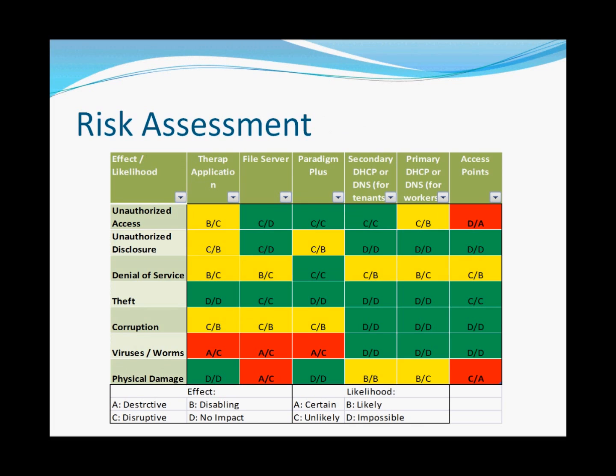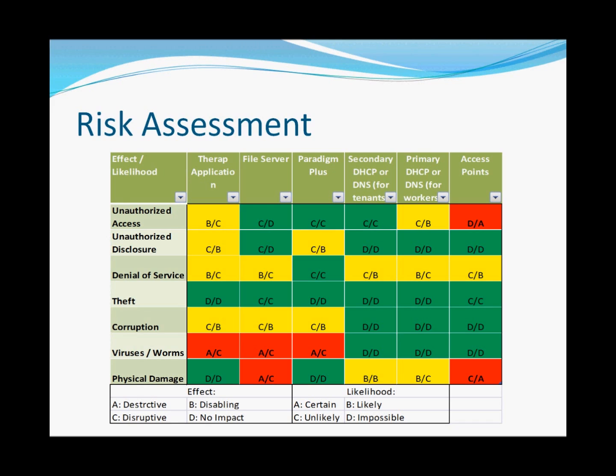This risk assessment diagram helps indicate high-risk areas for the new network segment in the organization. Each box is formatted with effect/likelihood. Effect ranges from A to D as well as likelihood from A to D. A is the highest amount. Whether it's effect, it's a destructive effect. If it were likelihood, it's a certain likelihood. While D is the least. For instance, effect D is no impact, and likelihood D would be impossible.